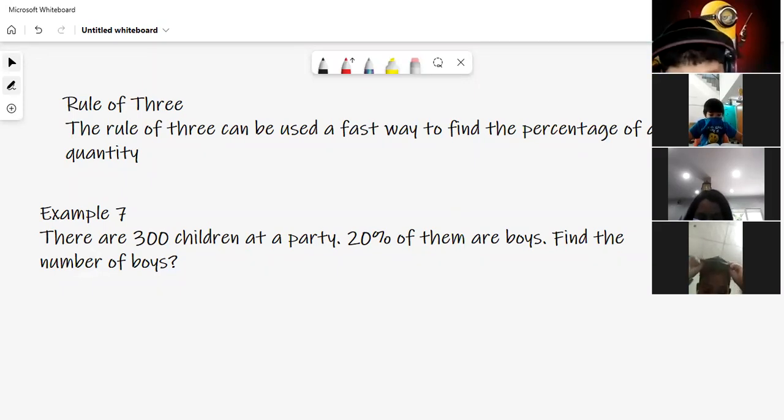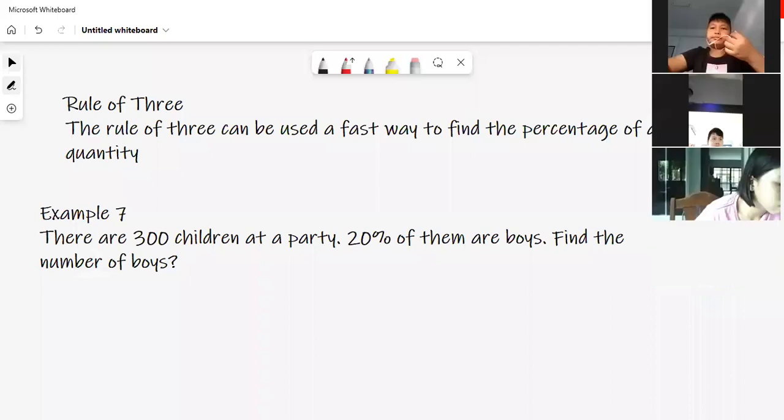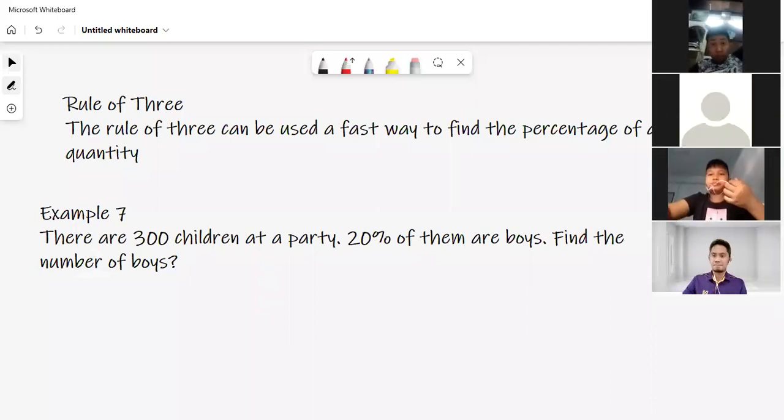Can you hear me clearly? Thumbs up, please, if you can hear me clearly. Thumbs up. Sorry. Okay, clear. Can you hear me now? Okay, can hear. So, what page is this?